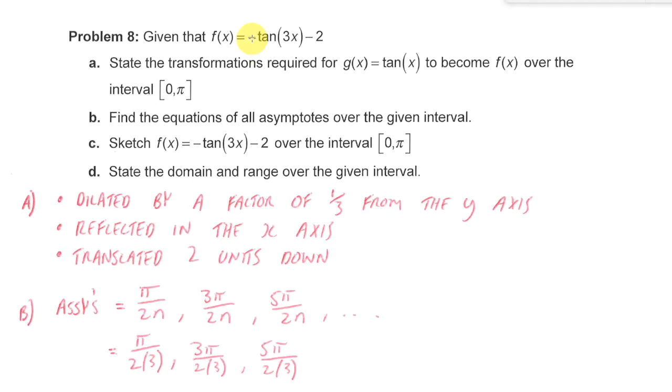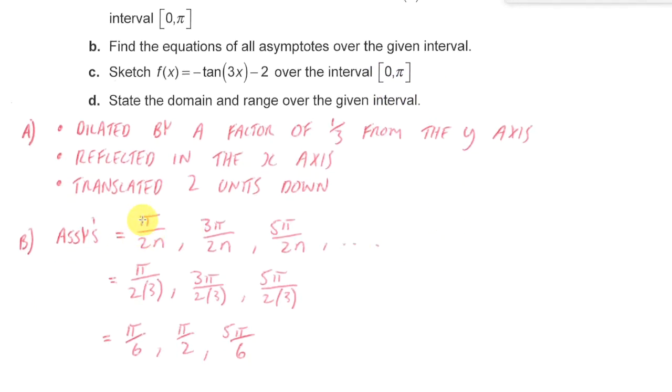So every y value has been multiplied by -1, and we are translated 2 units down. Find the equations of all asymptotes over the given interval. So we want from 0 to pi. So the asymptotes will be pi on 2n, 3 pi on 2n, 5 pi on 2n, 7 pi on 2n, and so on. n itself, the value in front of the x, is 3.